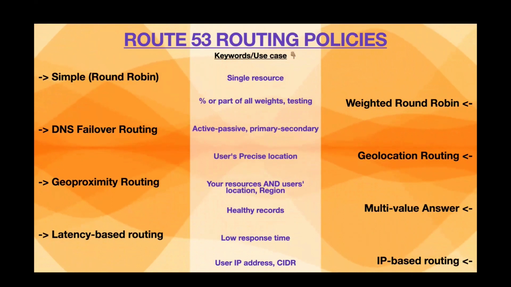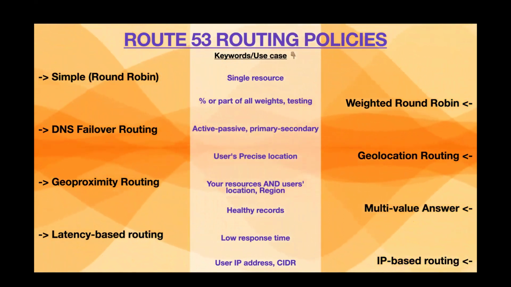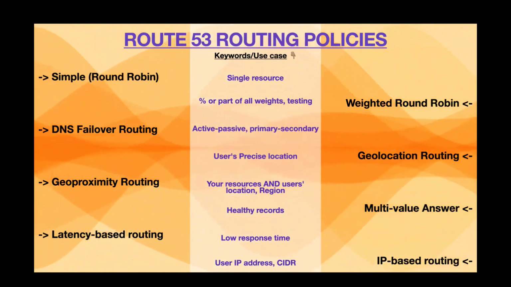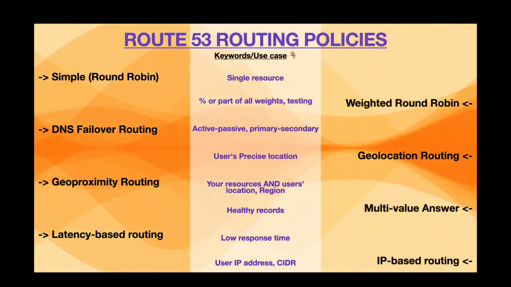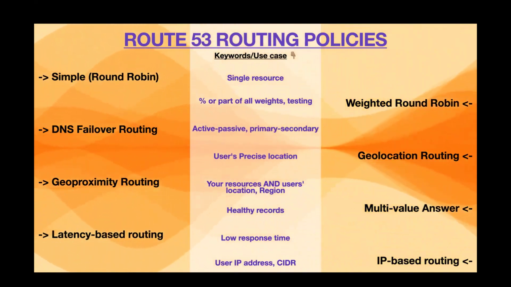And we have geolocation routing. This one uses the user's location. So if you see a question, they would usually have a specific location, maybe France or Germany or something. And that's how you know that it's likely a geolocation routing question.